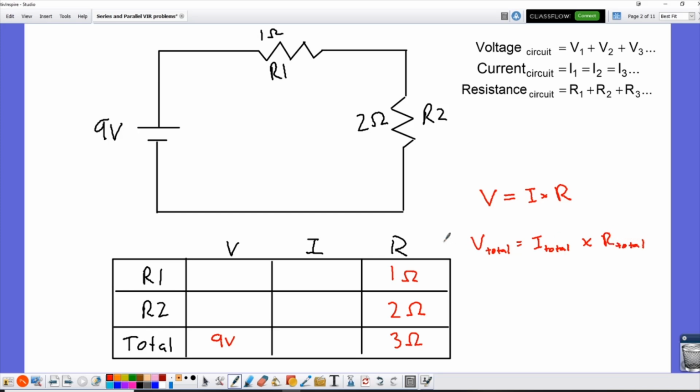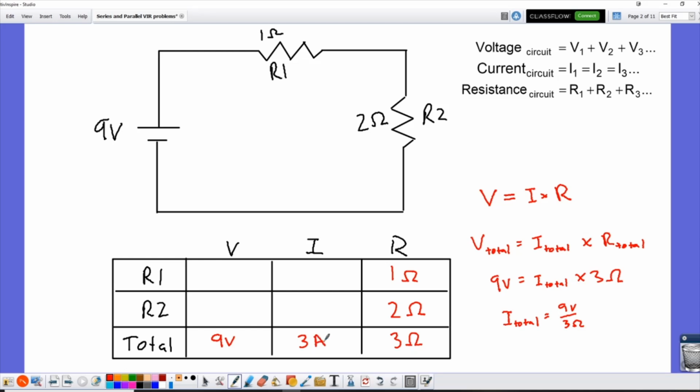Okay. That being said, we have V total, it's 9 volts, and we have R total, it's 3 ohms. So we know that 9 volts is equal to I total times 3 ohms. Okay, so if we wanted to find I total, that's pretty easy. All we have to do is rearrange this equation so that we can find that I total is equal to 9 volts divided by 3 ohms. So in this case, 9 divided by 3 gives us 3 amps. All right, so we found the total current.